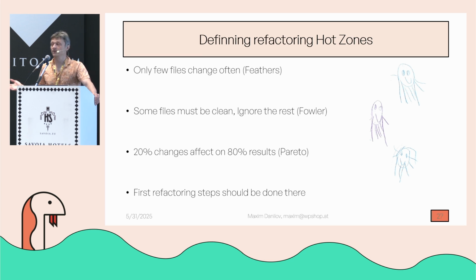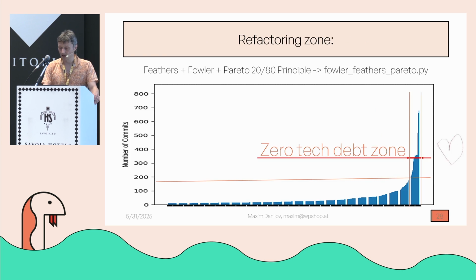Okay, we also have the Pareto rule: 20% of changes affect 80% of results. And the first refactoring steps should be done there. I wrote my own tool to find this. I get the full repository log, and I find the files which change regularly. Any other files simply do not change at all. They were created, they were tested, and work with them is finished.